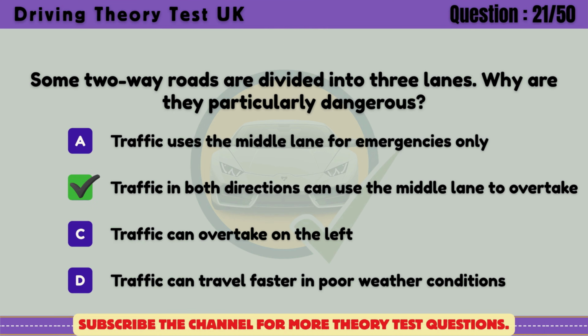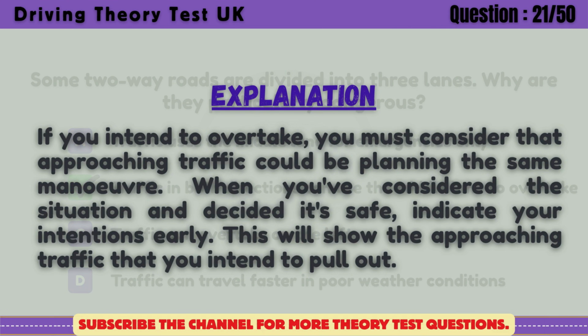Answer is B. Traffic in both directions can use the middle lane to overtake. If you intend to overtake, you must consider that approaching traffic could be planning the same maneuver. When you've considered the situation and decided it's safe, indicate your intentions early. This will show the approaching traffic that you intend to pull out.